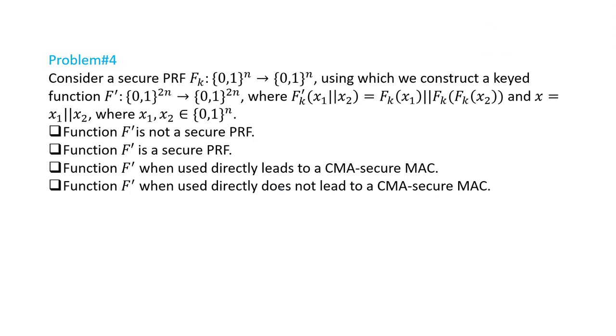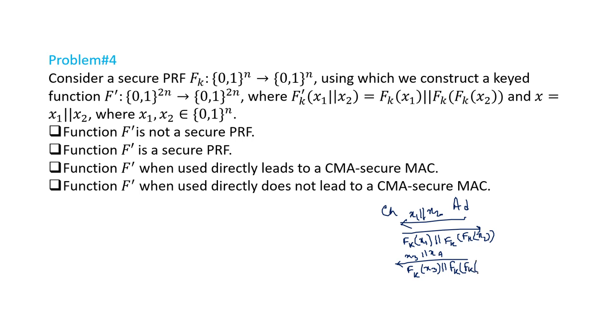Okay, so as usual, let's say there is a challenger and there is an adversary. The adversary queries the challenger first with x1 concatenated with x2, and it sees the response as if it is interacting with a PRF. Then it queries with x3, x4, let's say, and it sees this as if it is interacting with a PRF.